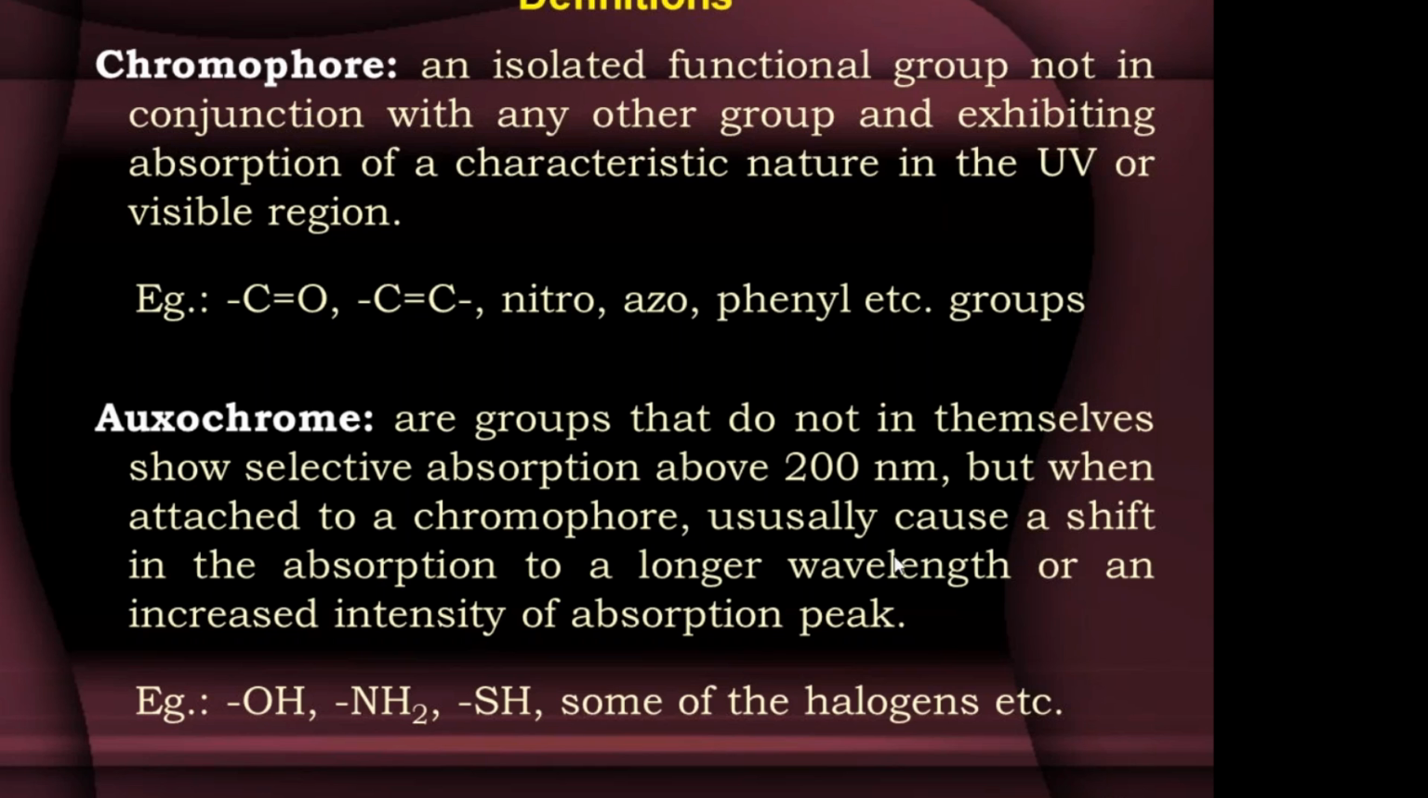What kind of effect? It may cause a shift in the absorption to a longer wavelength. It may also cause an increased intensity of absorption. So these are the effects shown by auxochromes, which are very closely placed to a chromophore. Otherwise, by themselves, they will not show any absorption in the UV visible region. Examples of auxochromes are OH, NH2, SH, some of the halogens, etc.